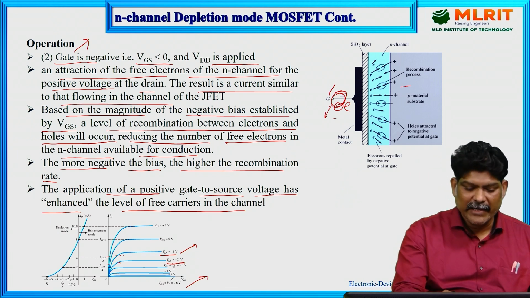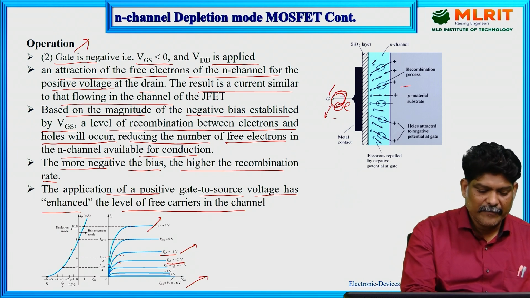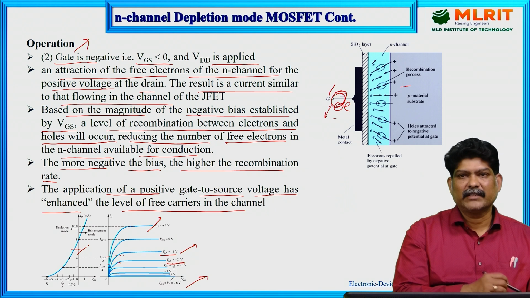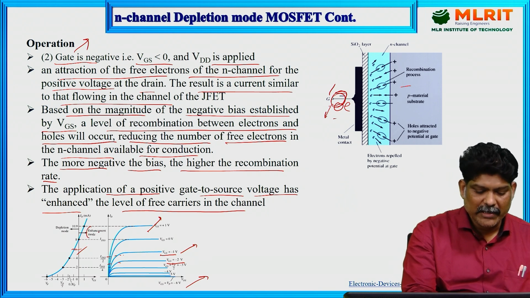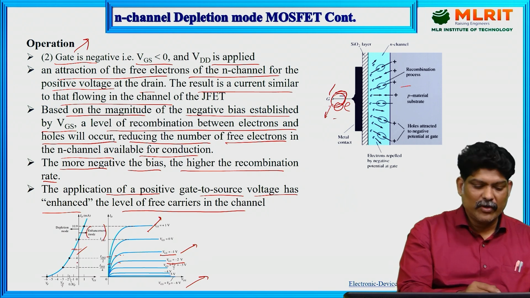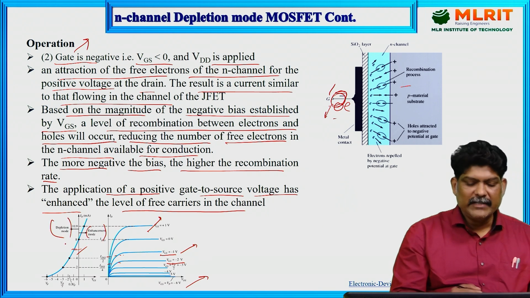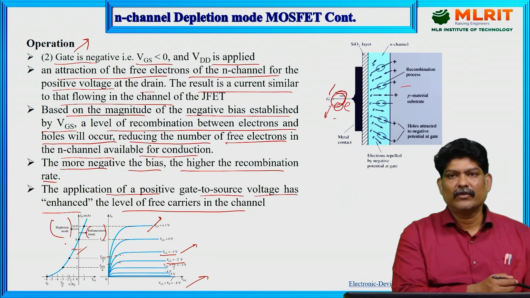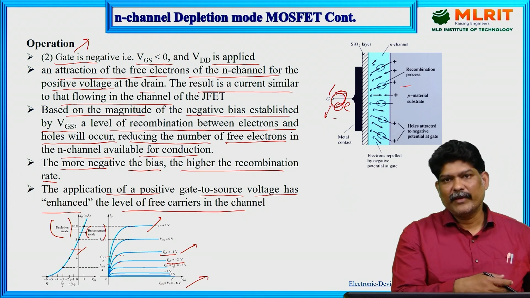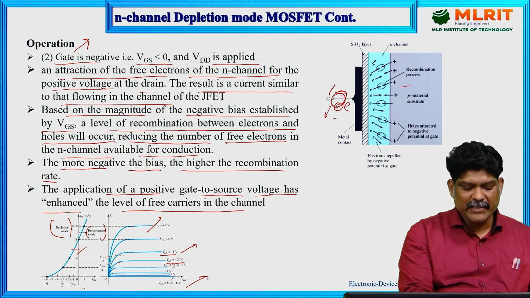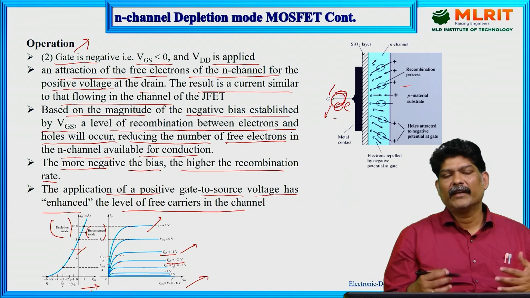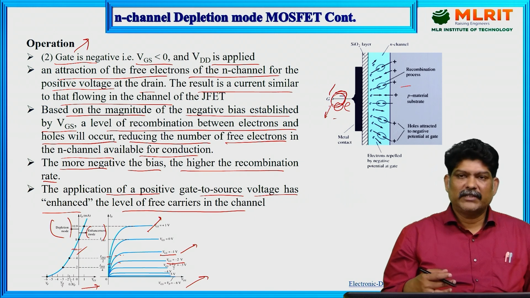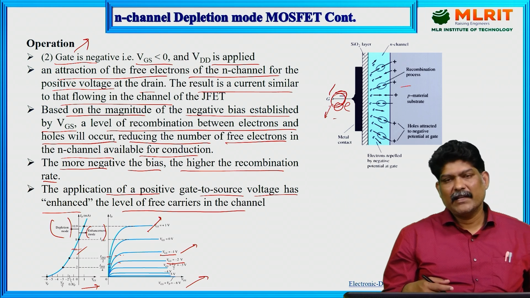So this is the drain characteristics, and this is the transfer characteristics. Here we have two modes in the transfer characteristics: enhancement mode and depletion mode. When VGS is less than 0, we can say depletion mode. There the charge particles will be reduced, whereas if VGS is positive, the negative charge particles will be enhanced or increased.